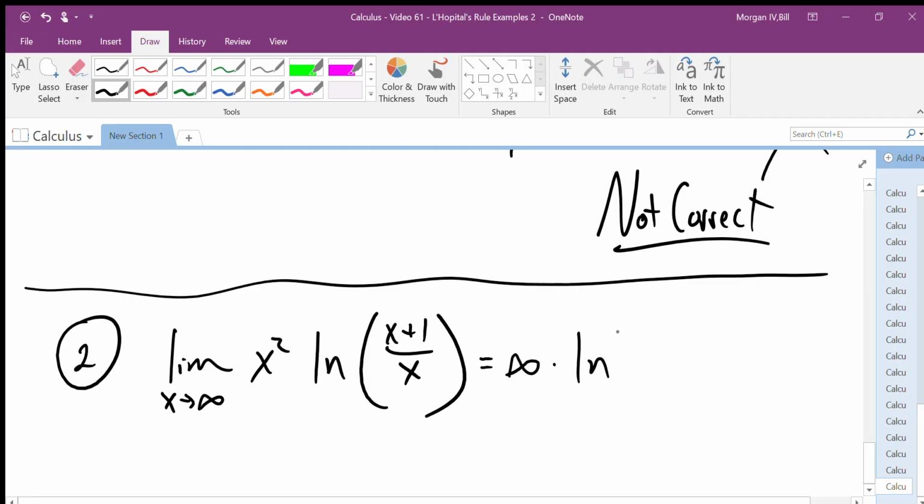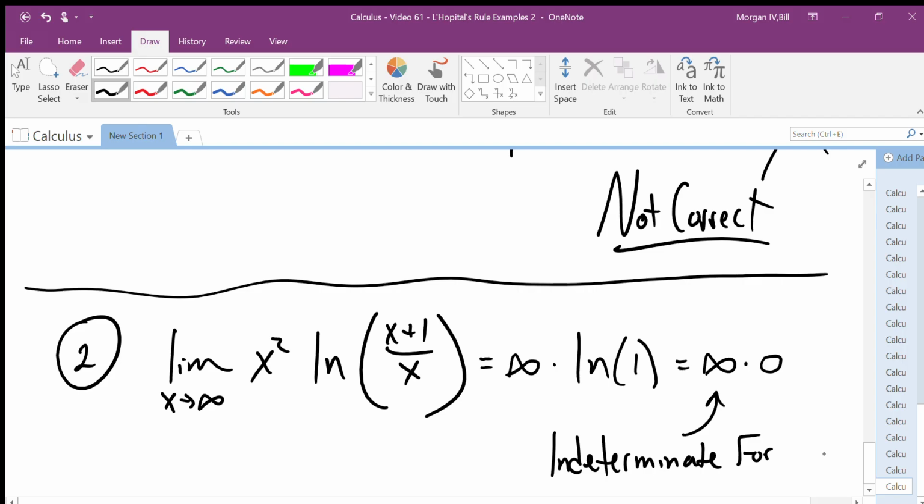So what we're basically saying here is this is the natural log of 1. But the natural log of 1 is 0, and we get infinity times 0. Okay, what in the world is infinity times 0? Well, that's a good question. That's what we call indeterminate form. Could be 0, could be infinity, could be negative 2. Not really sure. Maybe pose a guess.